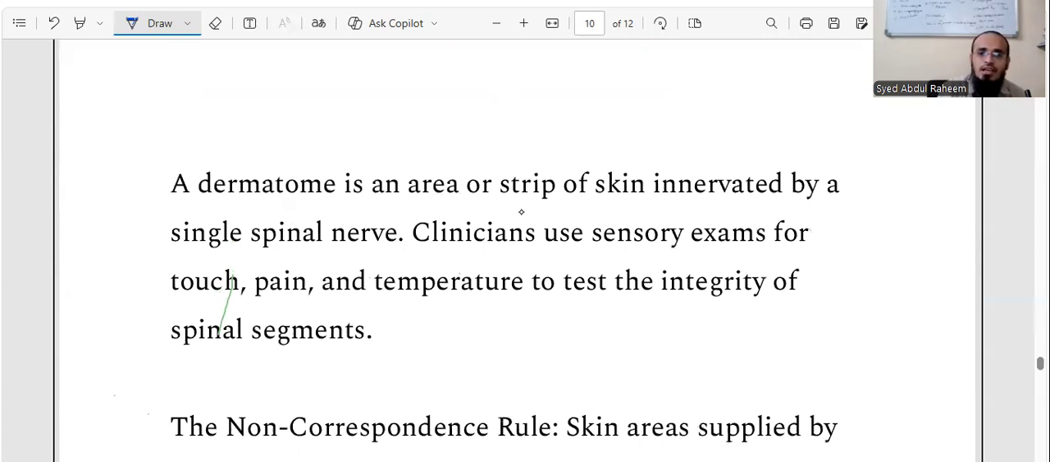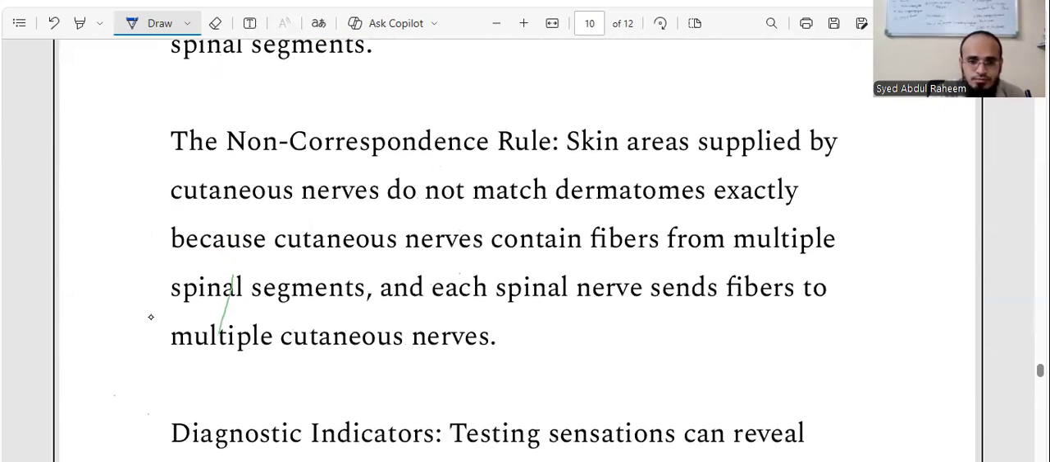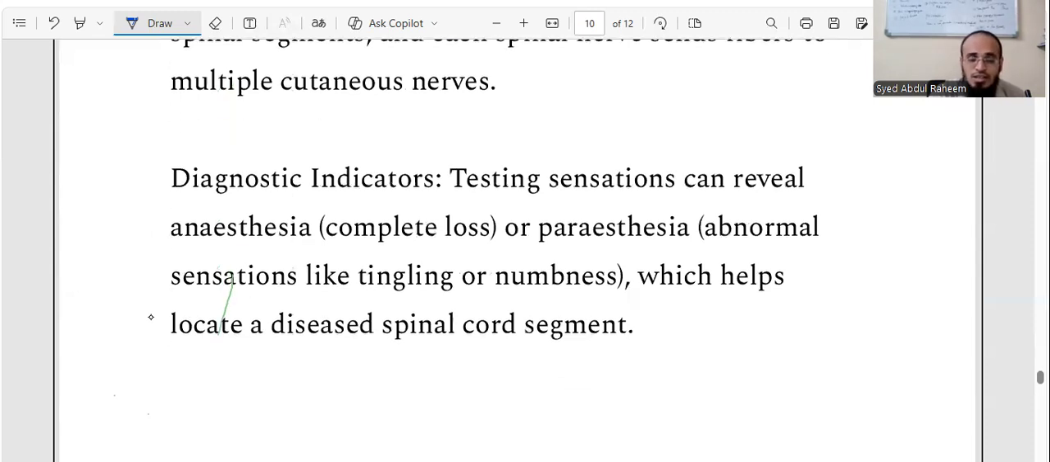So dermatome is an area or strip of the skin innervated by a single spinal nerve. Diagnosis. Here I told you the dermatome, the sensations. What are the sensations? Like complete loss, no touch, no sensation. You are pricking, you are keeping a hot bottle or hot water there, and there is no sensation. That means the complete loss of the sensation.